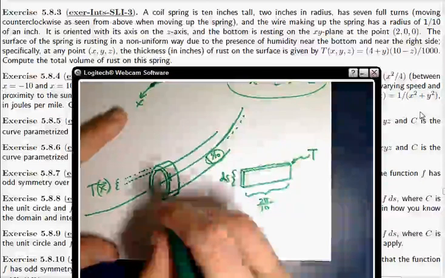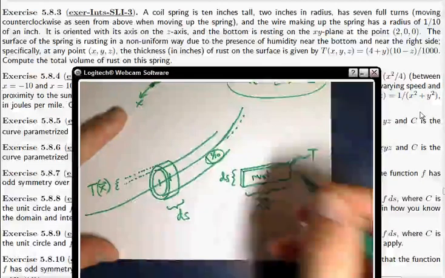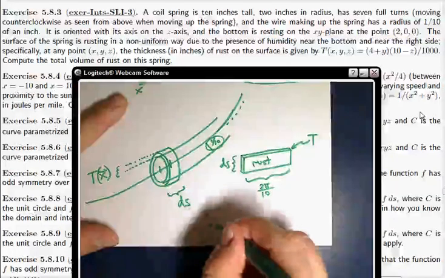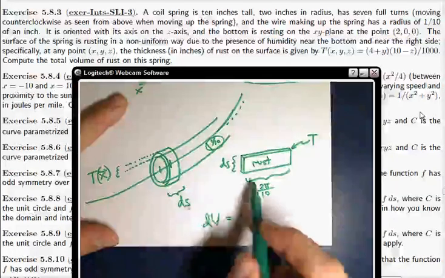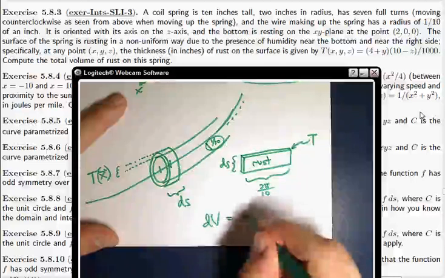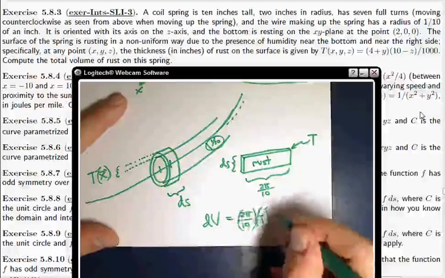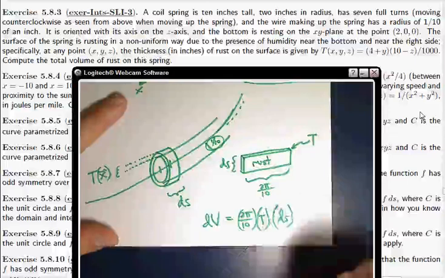So this little ring of rust, how much volume of rust do you have? Well, the volume of rust is the product of these three things. It's 2 pi over 10 times t times ds.